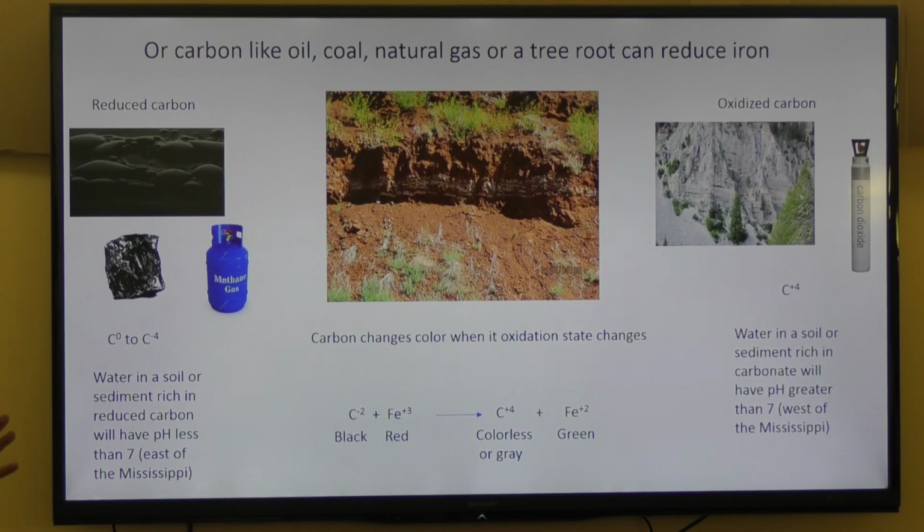So one idea I want to get across is to just think of the flow of electrons. That's what oxidation reduction is, all right? It's just an electron flowing from one place to the other. But it's, of course, critical to what's going on in nature.